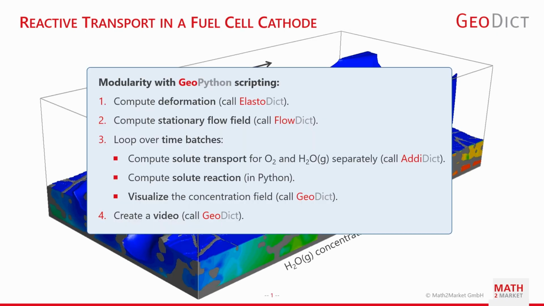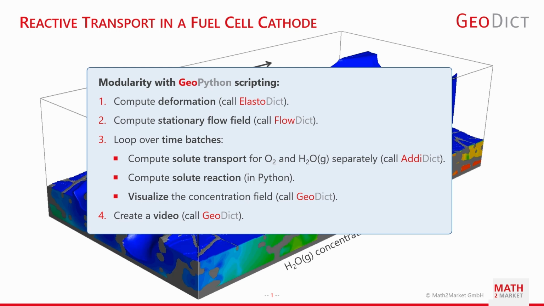As I said, reactions are not included in 2025. However, GeoDict is designed in a modular way. And we use Python scripting, calling different GeoDict commands within the Python script. So first we computed the deformation with ElastoDict. Then second, we computed the stationary flow field with FlowDict. And then we loop over so-called time batches.